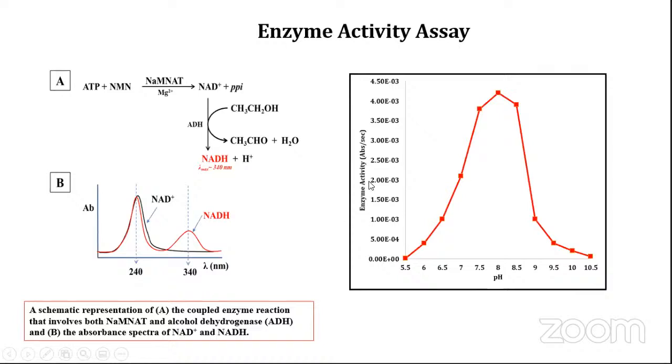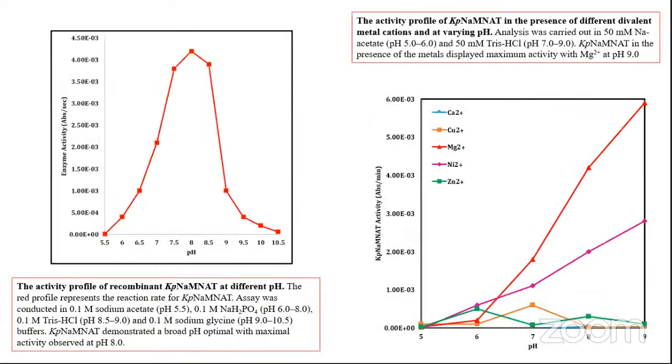And furthermore, I went to check the pH activity of the enzyme. It is common between NAMNAT enzymes that they have varying pH activity. However, they at least have an optimum pH activity between 7 and 9. So for KP-NAMNAT, the optimum activity was at pH 8, but it has a pH range between 7 and 9. The enzyme seems very active.